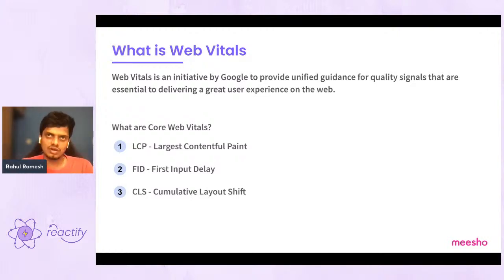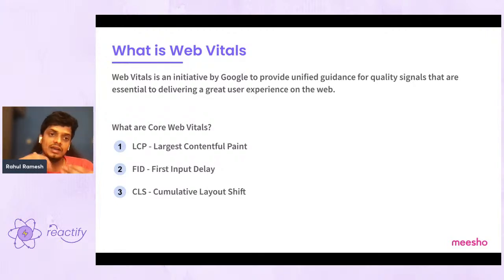So all of those aspects, Google came up with an initiative where there was a need for a unified way to measure things. That's where Web Vitals came into the picture, and now Google has also made sure that based on the Web Vitals, your SEO ranking will also be impacted. So that's one of the main levers for SEO.